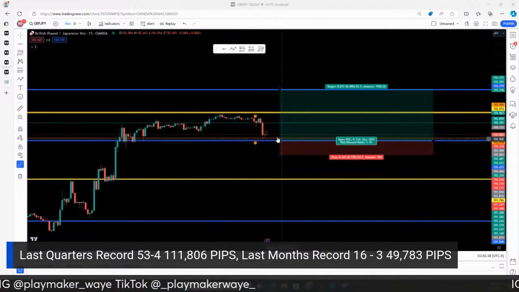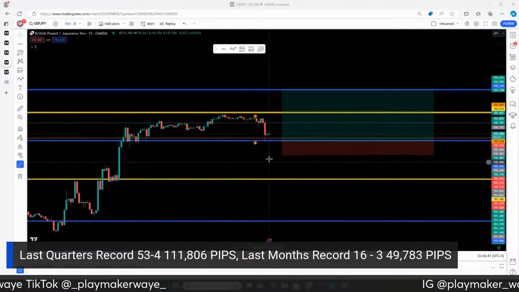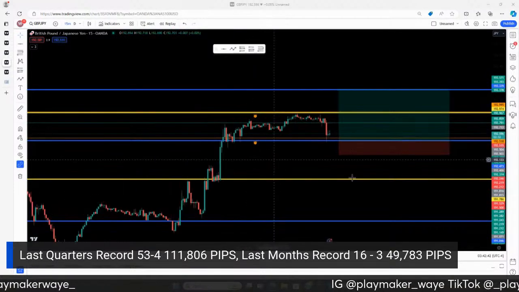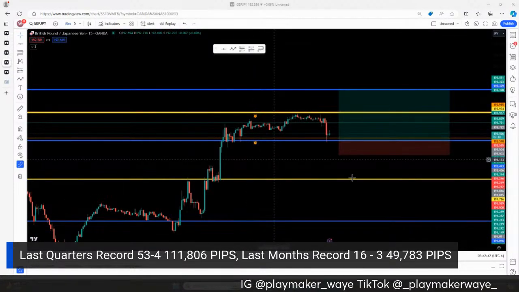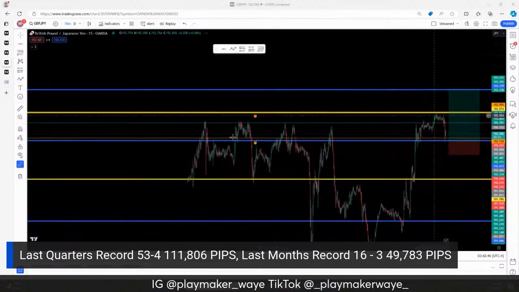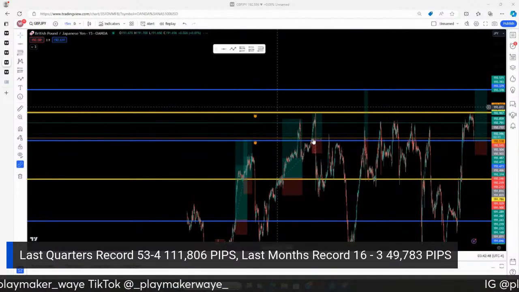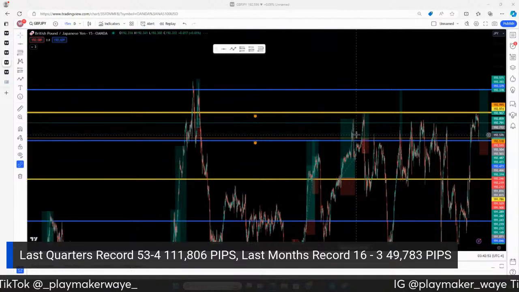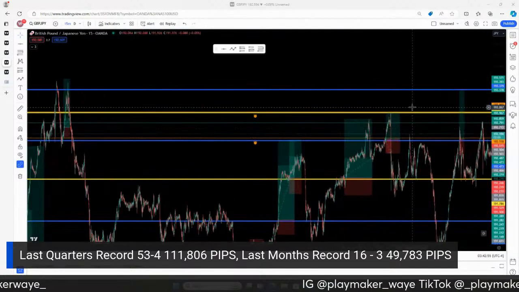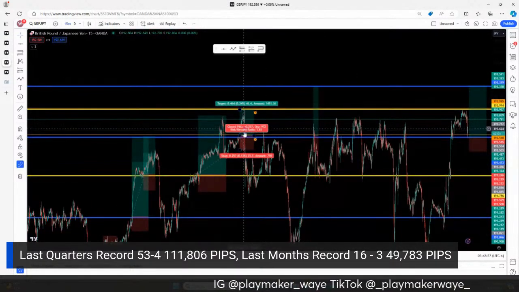We can see price just kind of trying to figure it out, still respecting that support, which is a good sign. But again, it's been a real struggle. This is the highest price it's been. It hasn't been this high since the, what do you call it. There we go. Since the 10th, right?